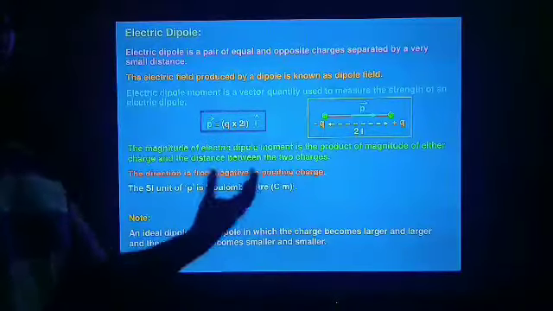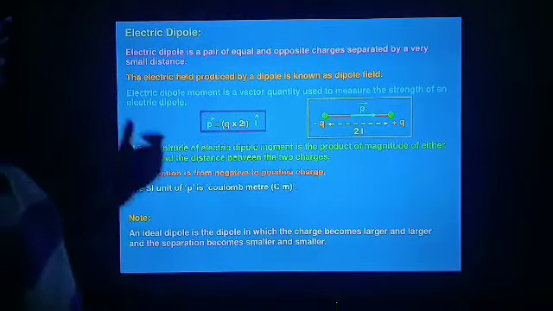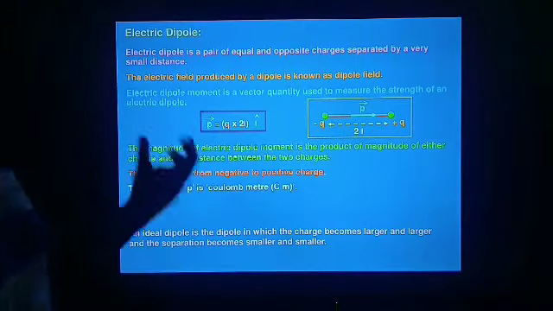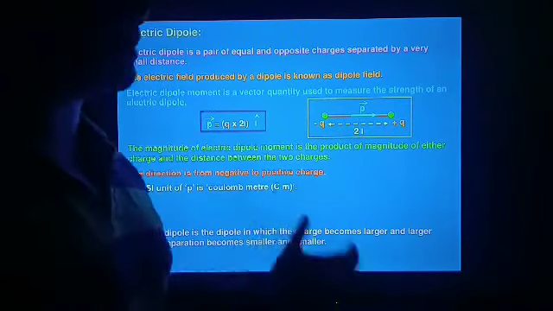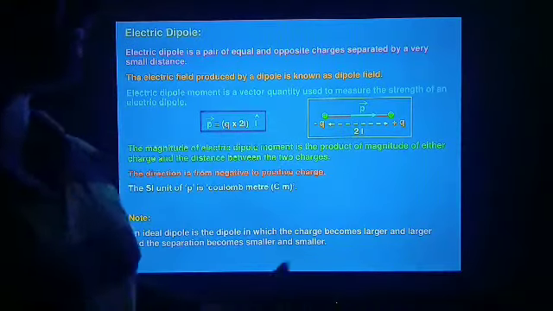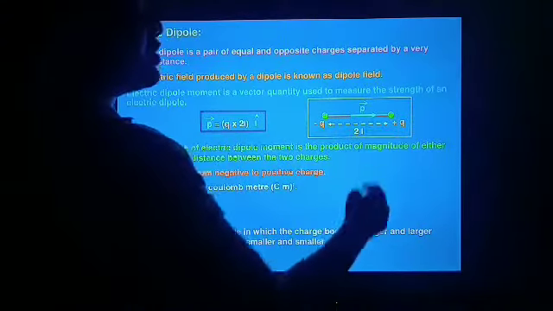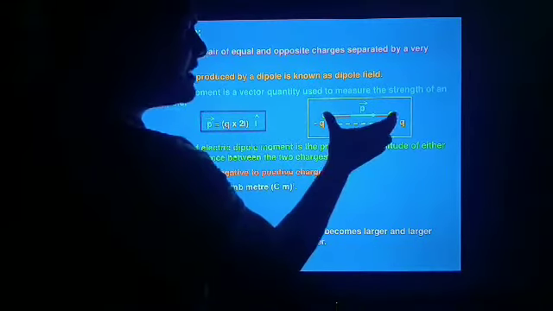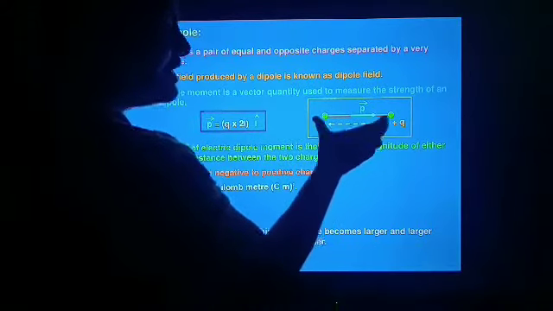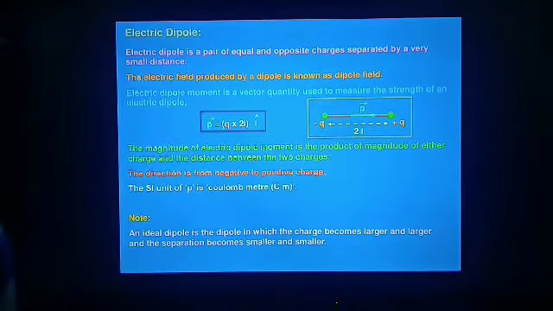Next topic is electric dipole. What is an electric dipole? An electric dipole is a pair of equal and opposite charges separated by a very short distance. Suppose that this is minus q, this is plus q. Equal and opposite charges placed at a short distance, that is 2L. Then this system is known as an electric dipole.